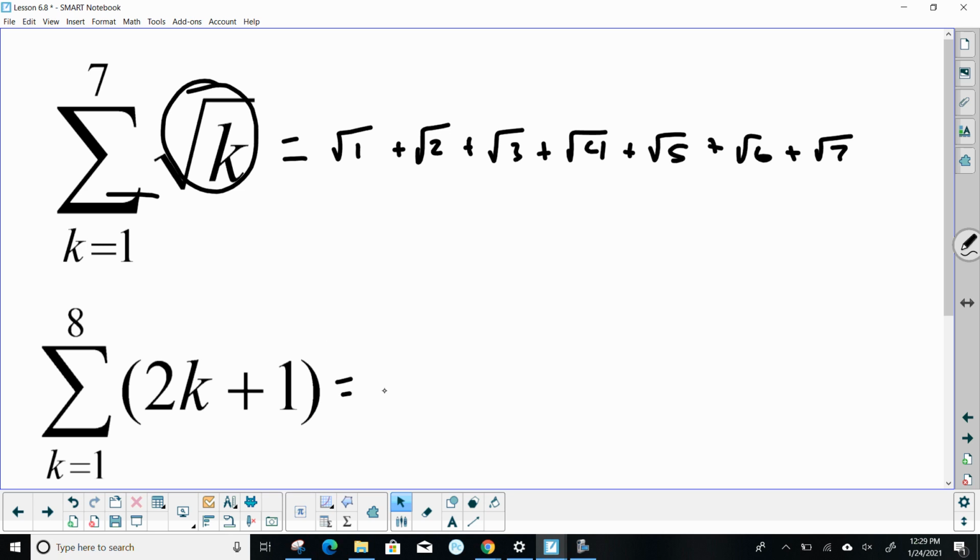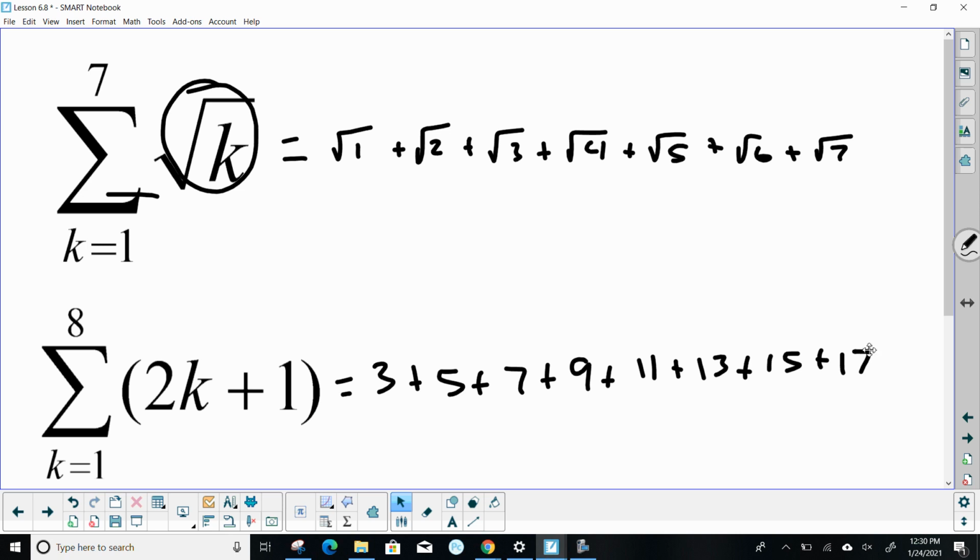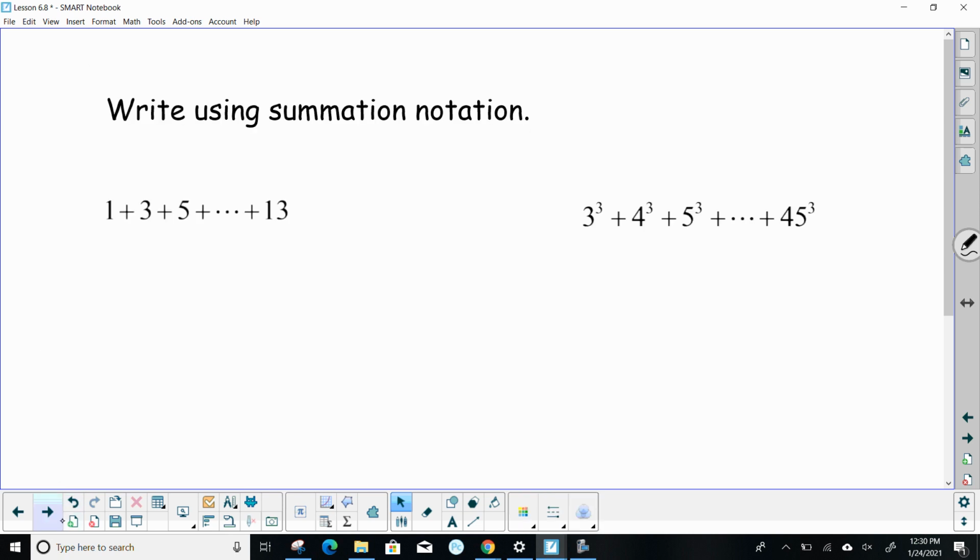So on this one, you plug 1 in first. If I plug 1 in, I get 2 times 1 is 2, plus 1 is 3. Plug in 2. 2 times 2 is 4, plus 1 is 5. Plug in 3. 2 times 3 is 6, plus 1 is 7. Plug in 4, get 9. Plug in 5, get 11. Plug in 6, you get 13. Plug in 7, you get 15. Plug in 8, and you get 17. Add it all up together, and that's your answer. So hopefully that's a good review of what summation notation is. That's going to be important here in just a second.